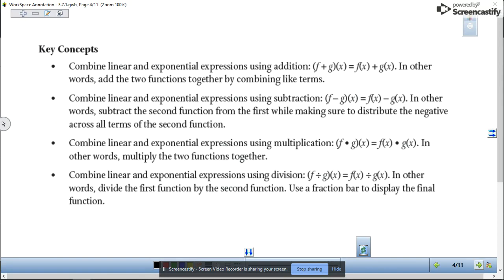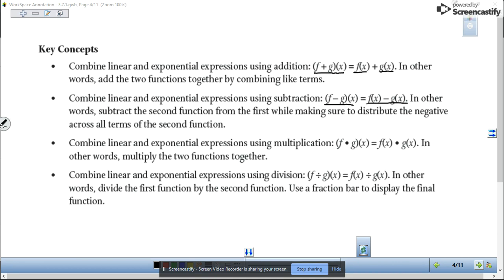All right. So here are the key pieces of information you need to know. Whether it's linear or exponential, if you have f plus g of x, that means f of x plus g of x. You're adding the two functions together. Basically, you're combining like terms. Okay. Same deal with subtraction. F minus g of x is f of x minus g of x. And we'll show you what that means in just a second. But remember this notation because you'll see it a lot.